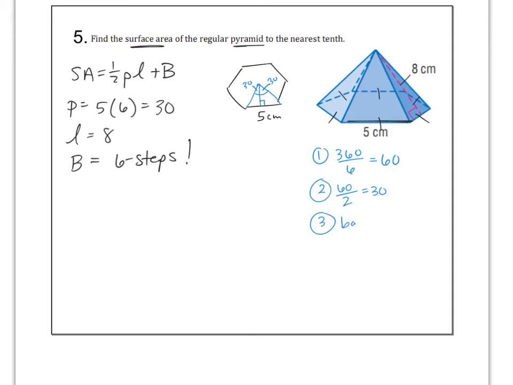Step number 3 is find the base of the triangle. Well, the good news is the base is given to us. It is the 5. So we don't have to do SOHCAHTOA for that part. Step number 4 is we have to find the height of the triangle. Now let me make this red here. The height of the triangle is going to be this red part, this red segment.